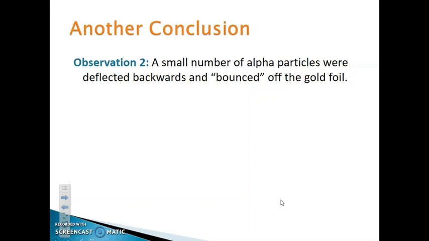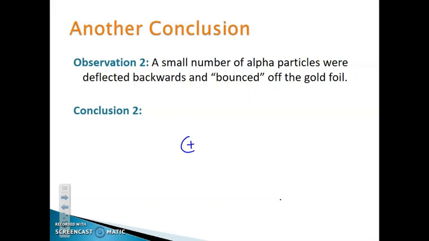The second observation was that a small number of the alpha particles were deflected and bounced backwards off the gold foil. And the only thing, as you know from physics, in order to change the motion of an object, even a small one like the alpha particle, is you have to exert a force on it. And there are a couple of ways to exert that force.